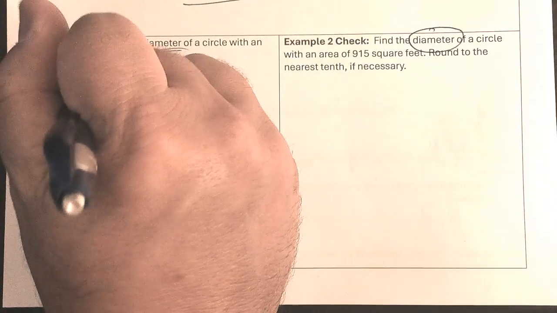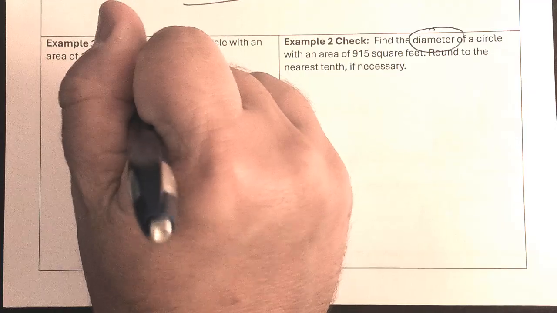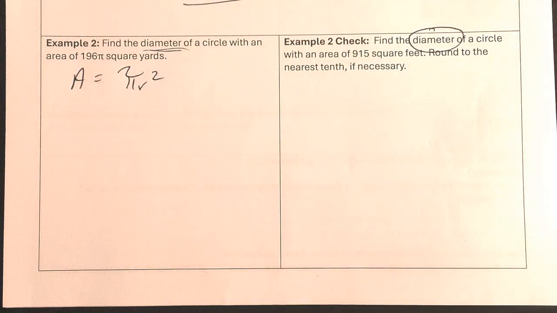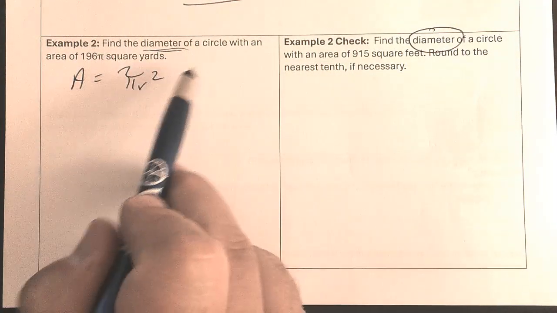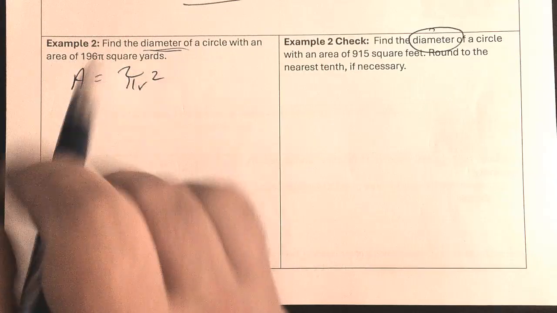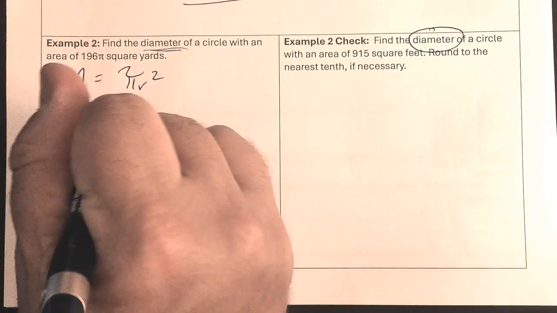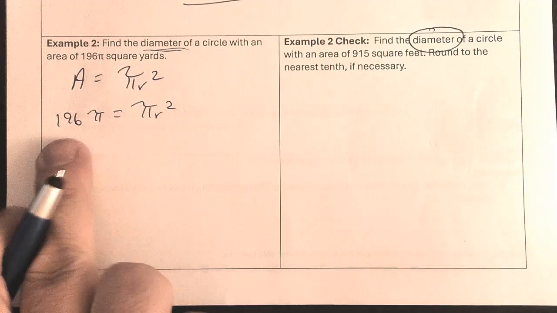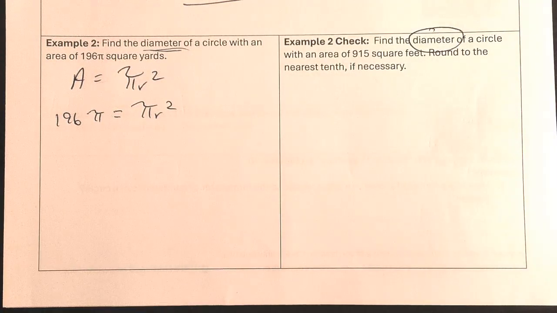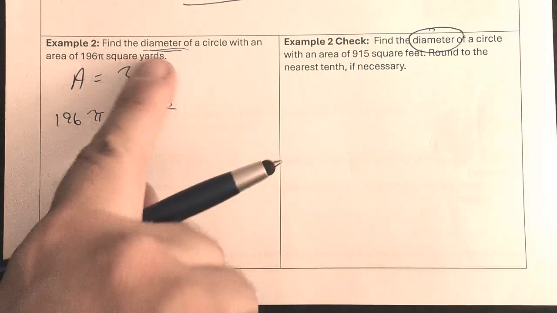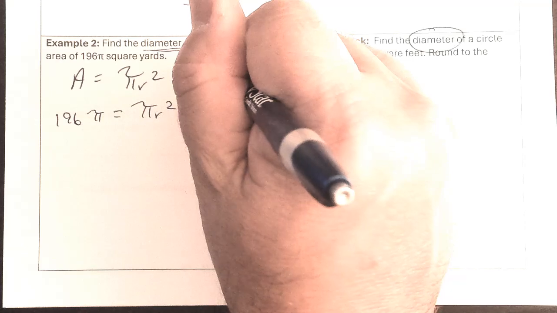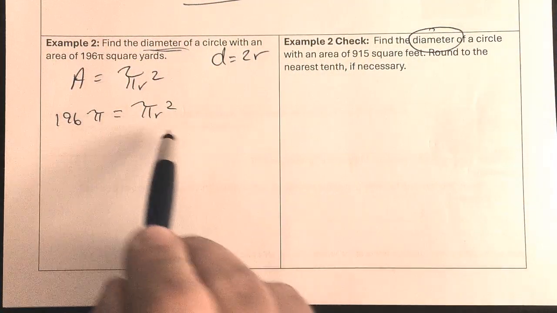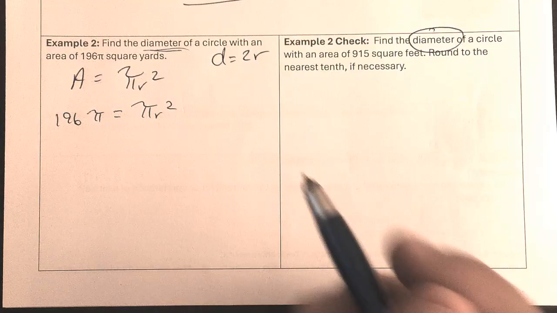So the area of a circle is pi times the radius squared, right? Well, they tell us that our area is 196 pi. But that still equals pi r squared, because this is the area and this is the area. So now we're trying to find the radius. Remember, the diameter is 2 times the radius. So when we find the radius, we're going to multiply it by 2 and give them the answer.